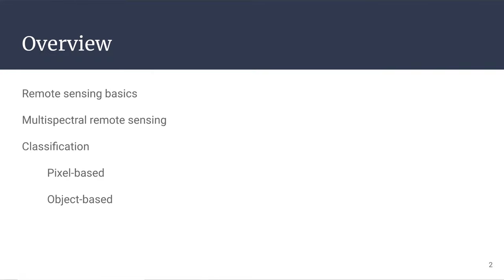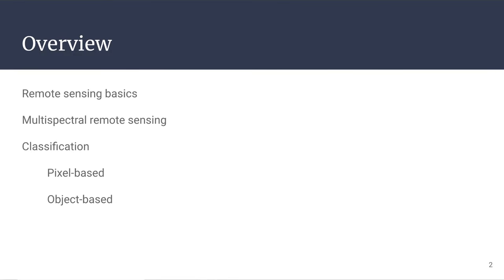So just an overview of the parts of this lecture. The first half or so is going to be focused on the basics of remote sensing. This part should all be a review from an introductory GIS class. There might be a few new things to learn from this, but it's also just good to review this kind of stuff. So I'm going to focus on what remote sensing is, what the basics are, how we get images of Earth's surface, and what it means to conduct multispectral remote sensing.